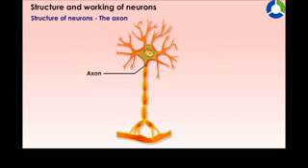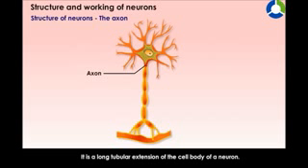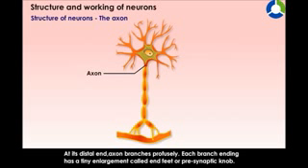The axon. It is a long, tubular extension of the cell body of a neuron. At its distal end, the axon branches profusely. Each branch ending has a tiny enlargement called end feet or presynaptic knob.